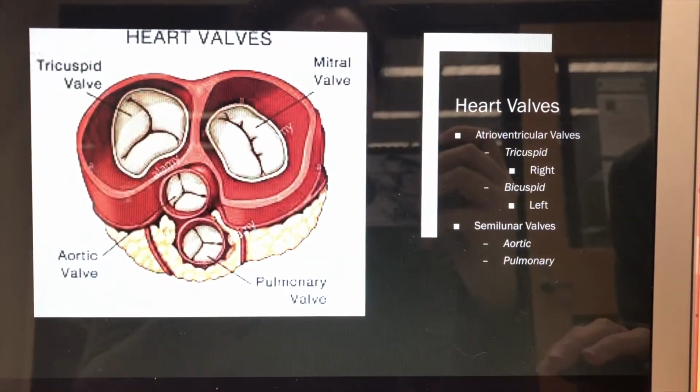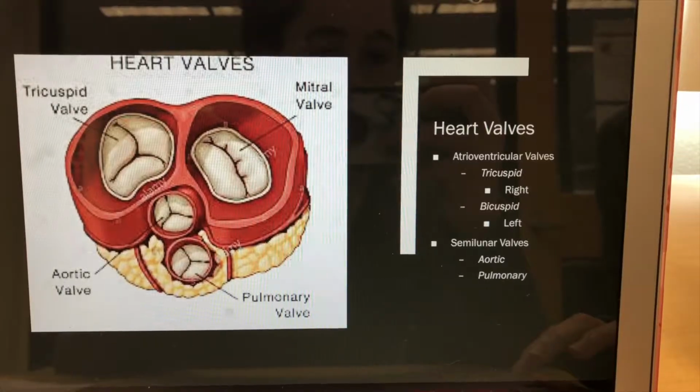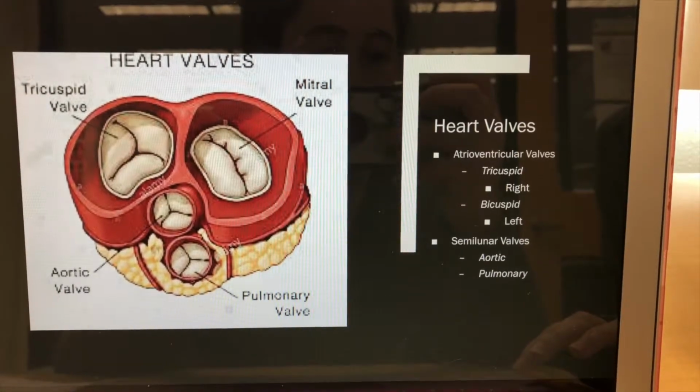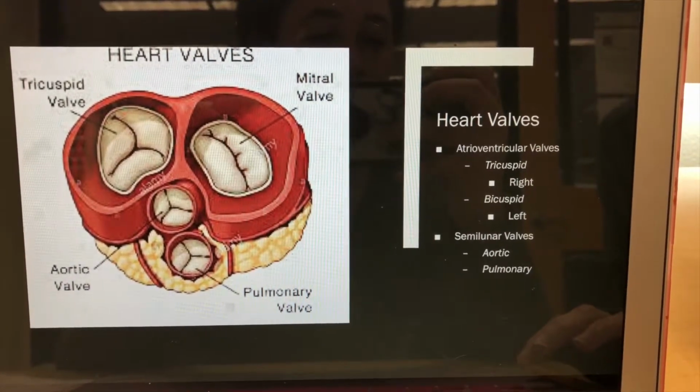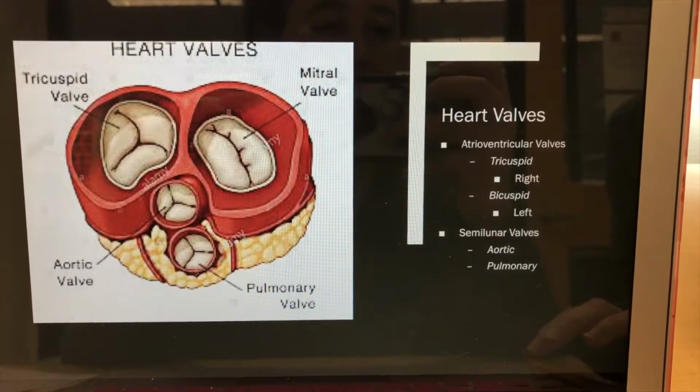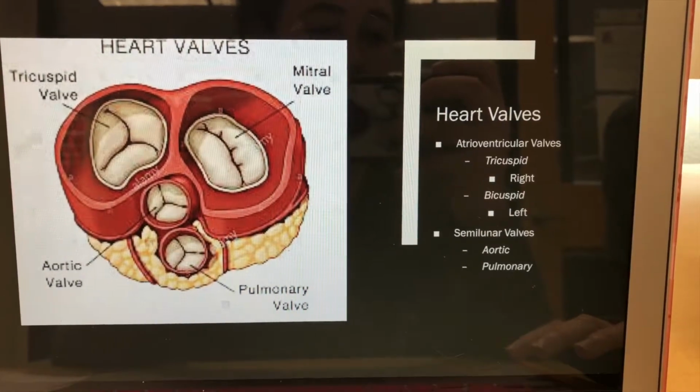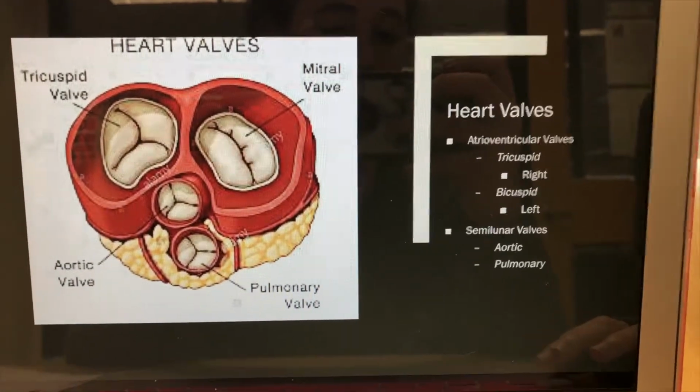Semilunar valves have two other ones. Semilunar valves have aortic valves and pulmonary valves. The aortic valves go through the upper diaphragm and pulmonary go through below the diaphragm.